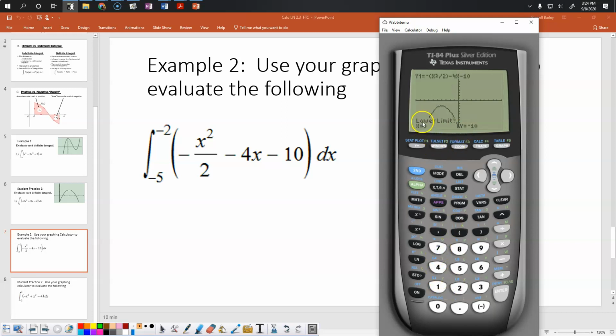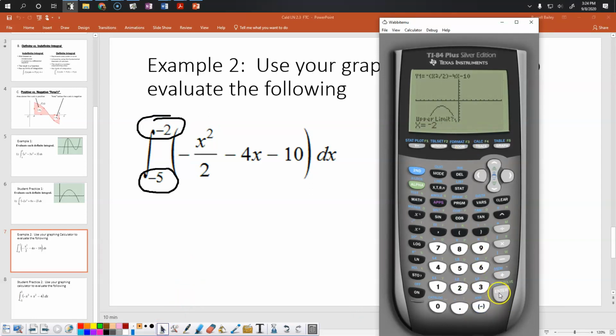And now it says lower limit question mark. And that means the calculator wants to know what's our lower limit. The lower limit is negative 5. Okay? So we're going to type in negative 5. And remember, negative 5 is not minus 5. Okay, so we push negative 5. And then you push enter. Now we're going to put in our upper limit, which is negative 2. And then enter.